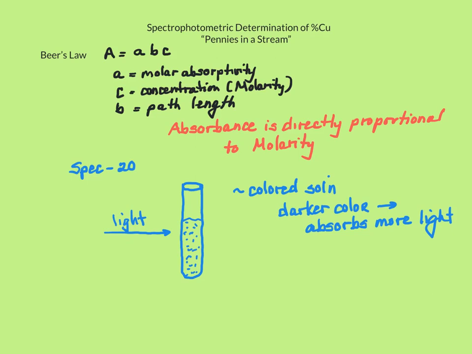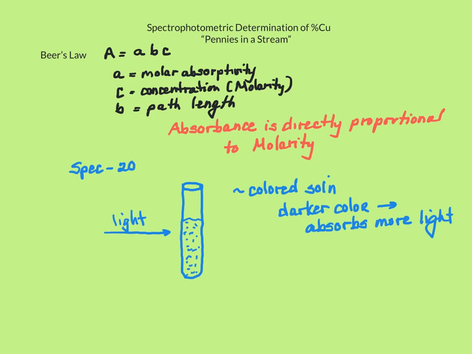In this video, we're going to do a pre-lab for a lab called the spectrophotometric determination of the percent copper. I usually call it pennies in a stream. So it starts with learning something called Beer's law, which is A equals abc, which is not particularly helpful.